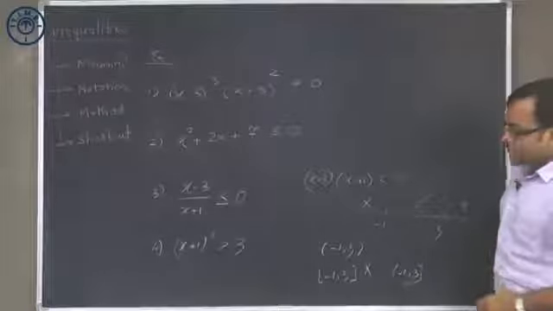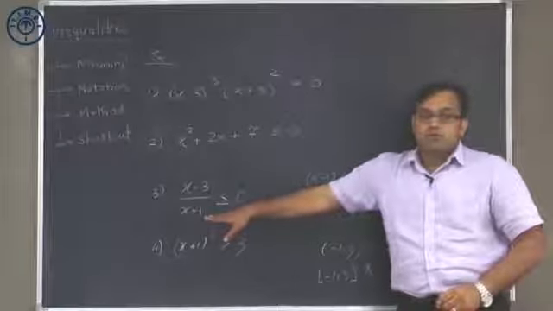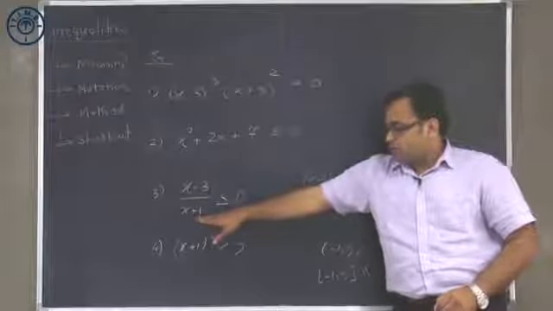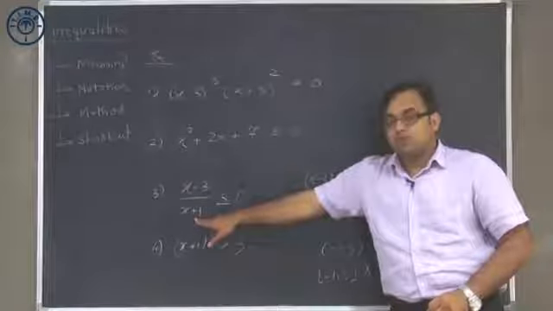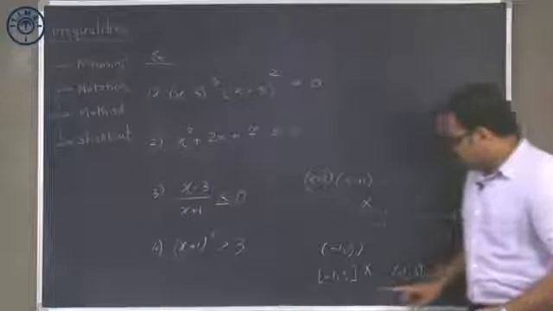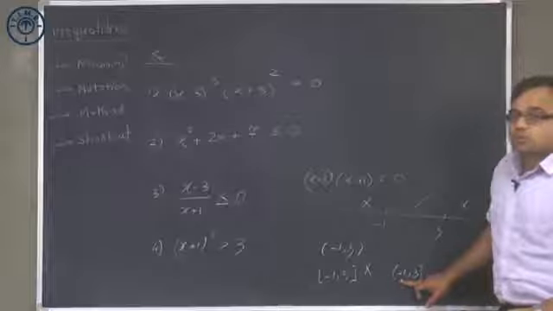The reason being, because it is a upon b, b can never be equal to 0. Because if b is equal to 0, this will be not defined. If b cannot be equal to 0, x plus 1 is not equal to 0. So x is not equal to minus 1. So therefore minus 1 is not possible, so that will have to be excluded from the solution.